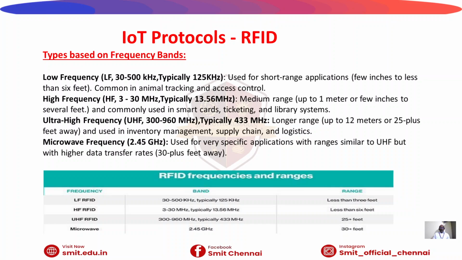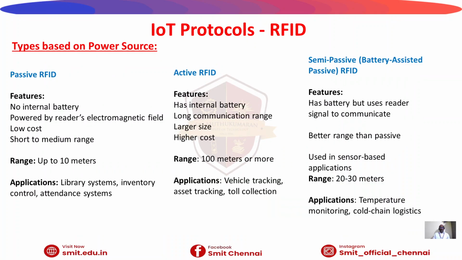And ultra high frequency RFID, the third one, is typically 433 megahertz. Its range is 25 plus feet. And the last and foremost is microwave frequency, which uses 2.45 gigahertz. It has a range of 30 plus feet. This is based on the frequency bands.